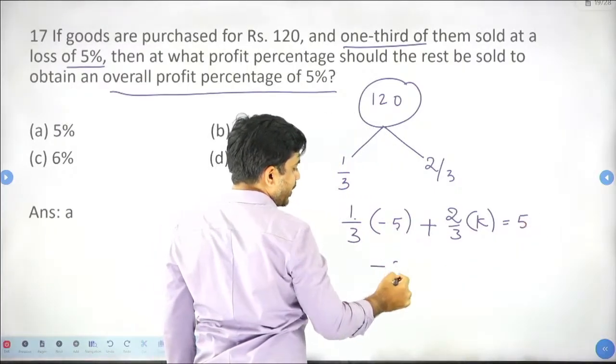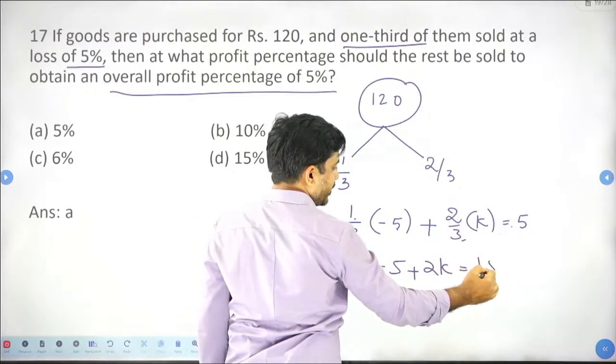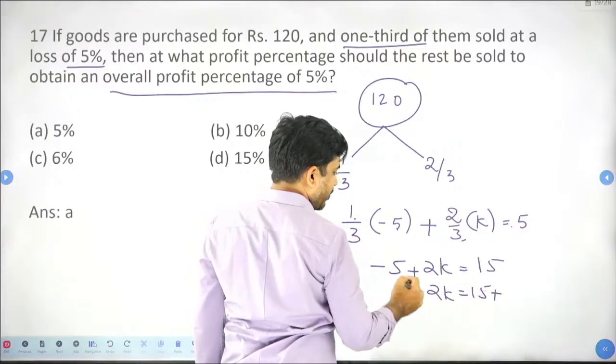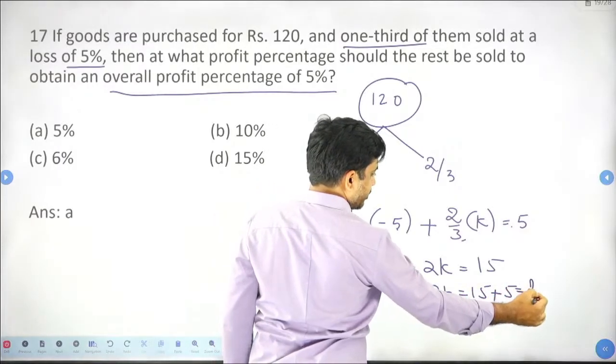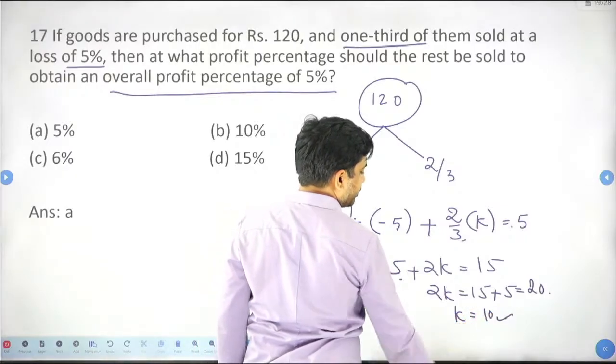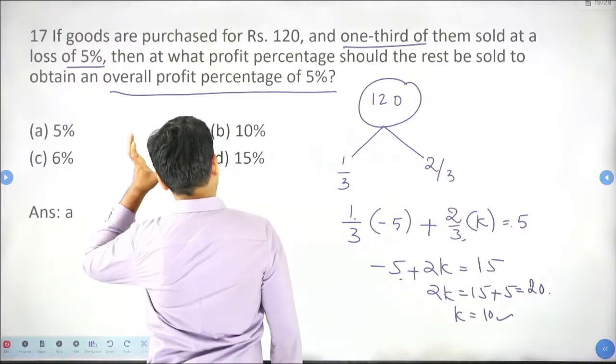1 into minus 5 plus 2K is equal to 3 5s are 15. What is 2K? 15 plus this 5, it is 20. What is K? 20 by 2 means it is 10. So overall profit is, no, what is given here?